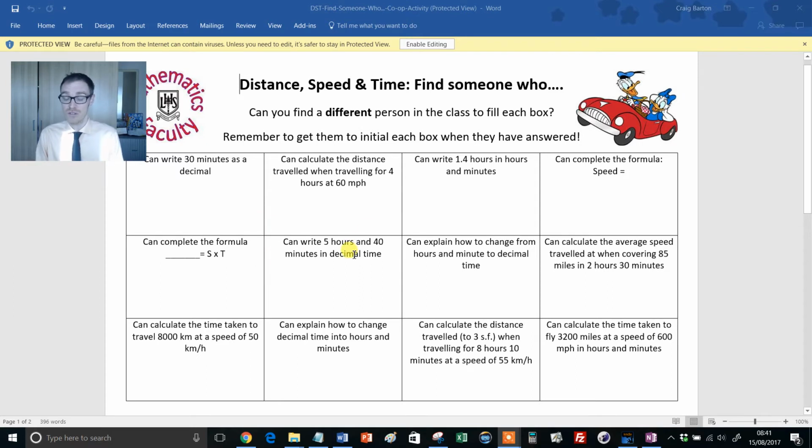And the idea is, just as you'd run the standard activity, you give kids these and they have to wander around the classroom and find someone who, not who has a birthday in August or who has 2 dogs, but who can answer these questions. So can you find someone who can write 1.4 hours in hours and minutes? Can you find someone who can complete the formula speed equals? And my personal favourite, can you find someone who can calculate the distance travelled to 3 significant figures when travelling for 8 hours, 10 minutes at the speed of 55 kilometres an hour? That's the kind of person I'd like to be friends with who can answer that.